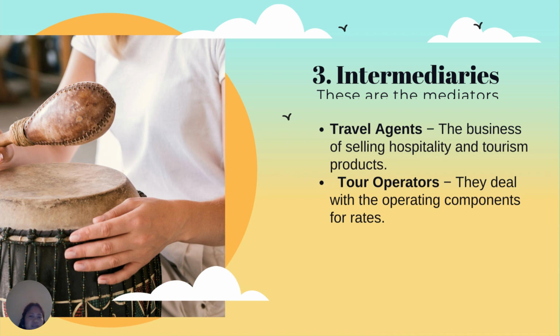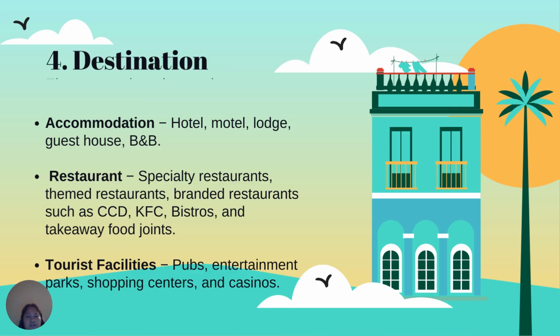Then we have the intermediaries class, and these intermediaries are the mediators. As you can see here, we have two: the travel agents and tour operators. Perhaps you're already familiar with these two intermediaries, wherein these are the businesses whose focus is usually to sell the hospitality and tourism products, and of course, they are the ones who deal with the different operating components at different rates. Another component is the destination.